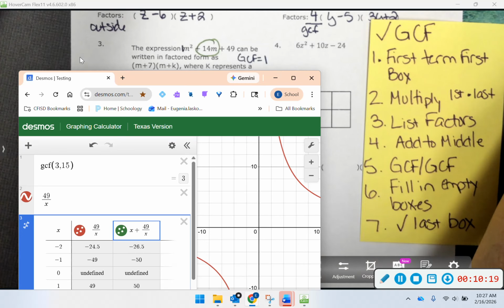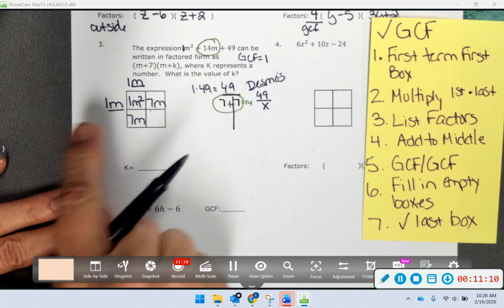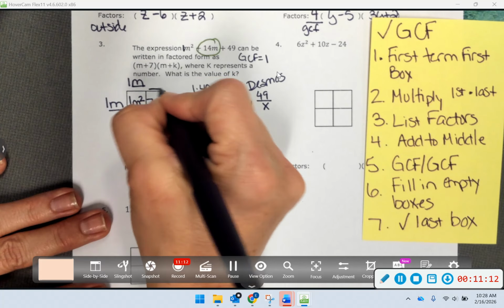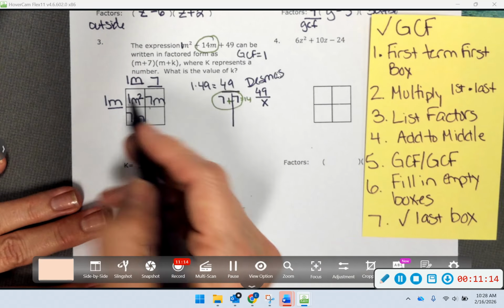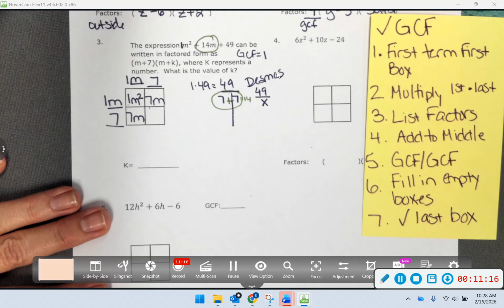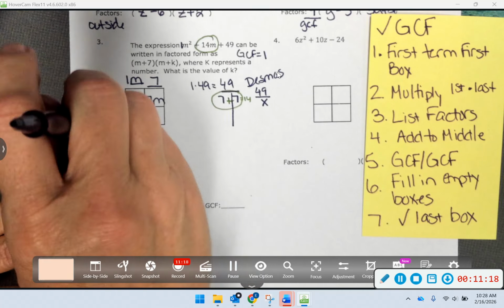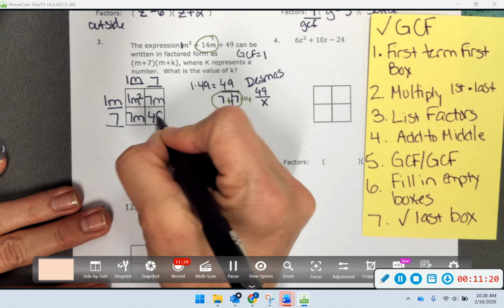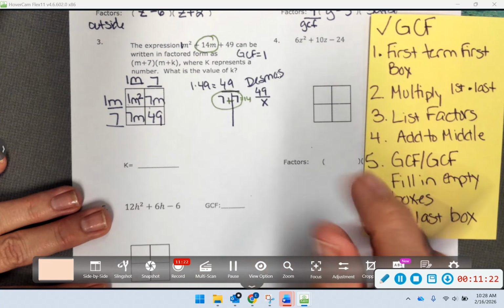The GCF of 1m squared and 7m, again, there's a 1, so I know it has to be 1, and they both have an m. Up top, it's 1m squared and 7m again, so it's 1m again. If this is a 1, 1 times what is 7? 7. 1 times what is 7? 7. We're going to check the last one. 7 times 7 is 49, and that's exactly what I'm supposed to have.